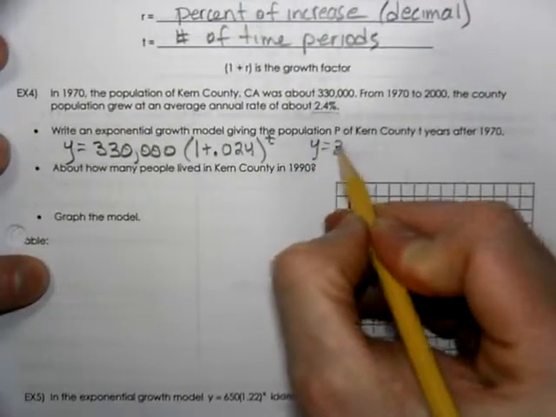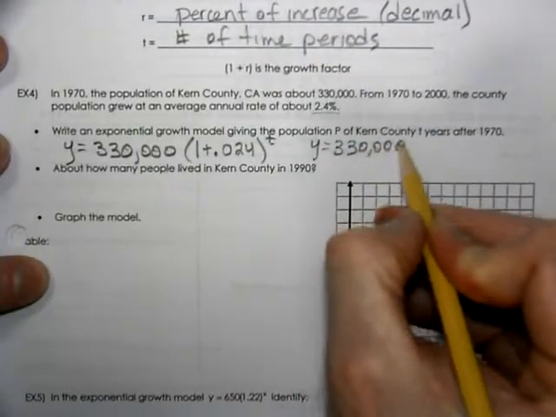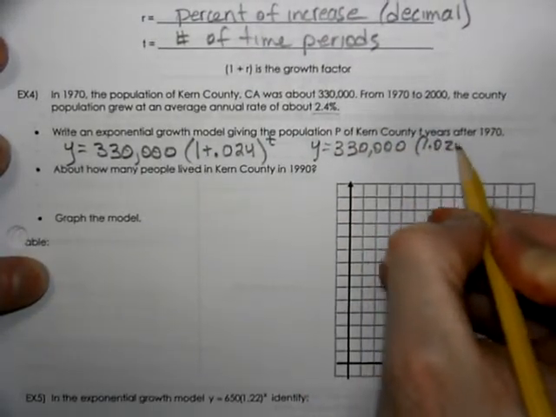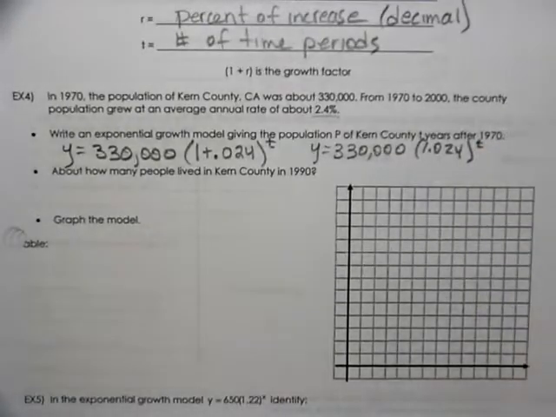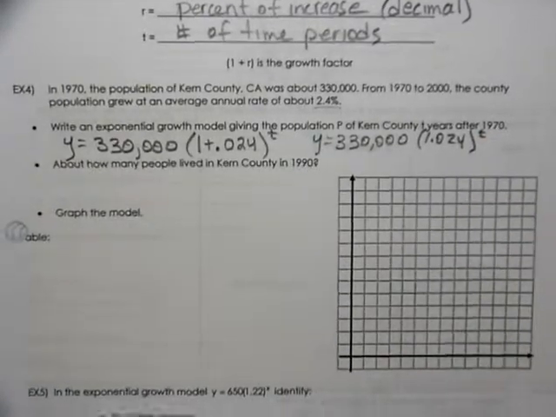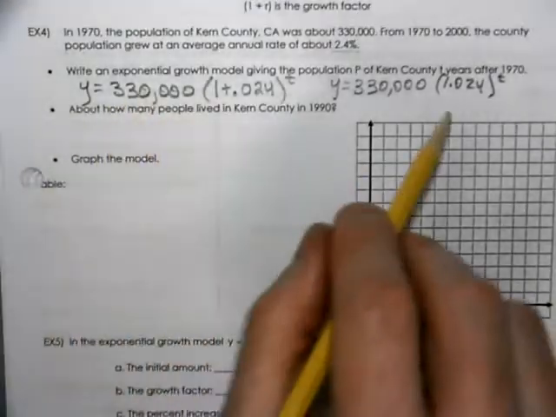So y equals 330,000 times 1.024 to the t power. So that is our growth model.